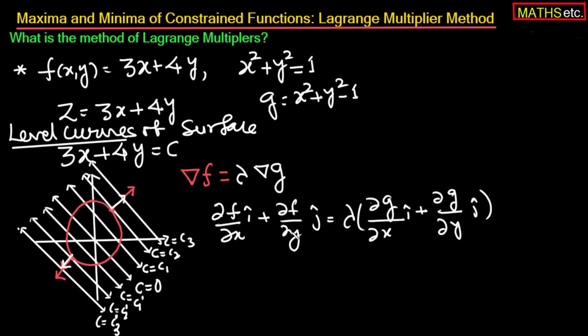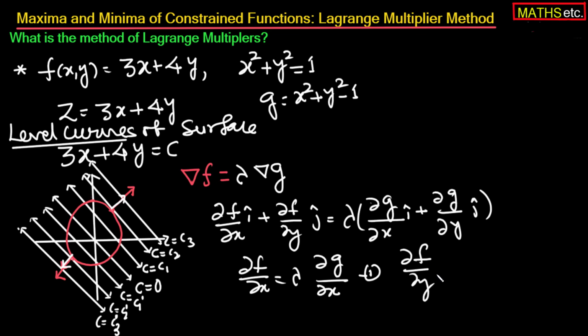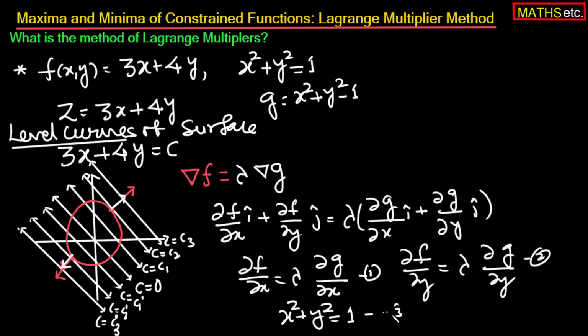And if we compare the left hand side and the right hand side of this equation, we get del f over del x equals lambda times del g by del x, first equation. Second equation is del f by del y equals lambda times del g by del y. And the third equation that is involved in the Lagrange multiplier method is the equation of the constraint, and in this case x squared plus y squared equals 1.